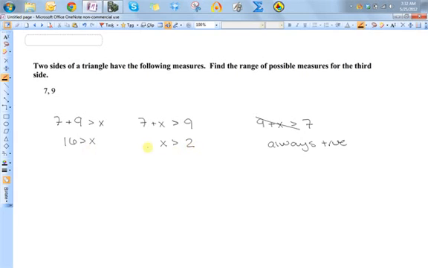Okay, so if I combine these two statements into one compound inequality, I have 2 is less than x, which is less than 16. So the third side needs to be between 2 and 16. It can't equal 2 and it can't equal 16, but it does need to be between those two values.